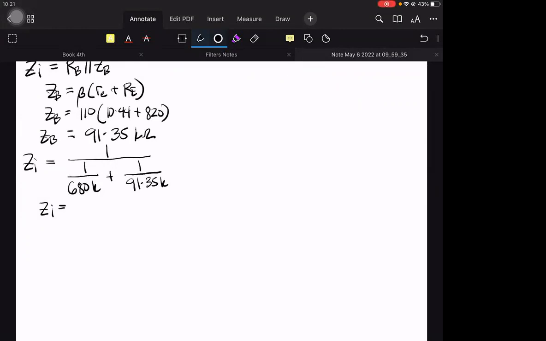Wait, let's redo the computation again. 1 over 680K plus 1 over 91.35K. That gives 80.53. Okay, 80.53K.